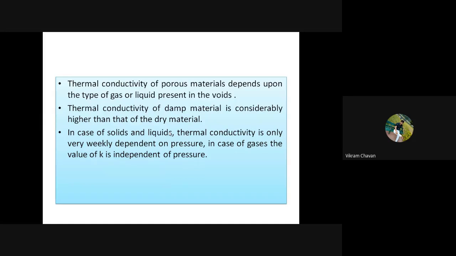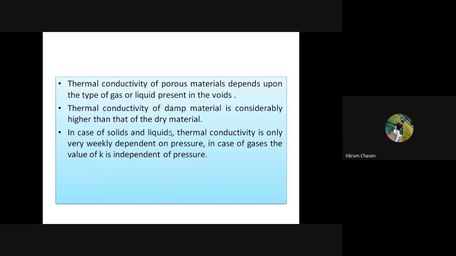Thermal conductivity of damp material is considerably higher than that of the dry material, in case of a solid.